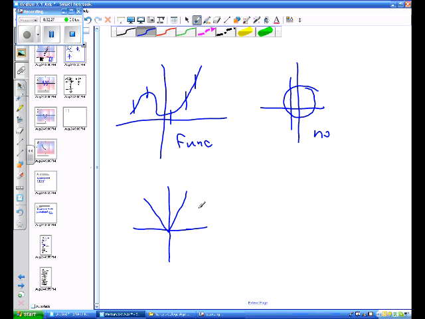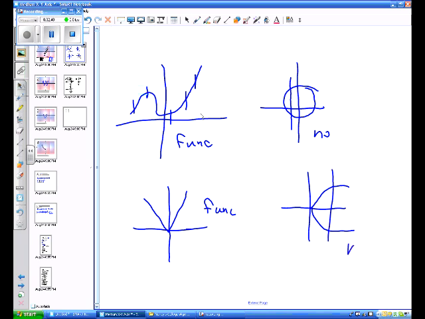If we drew our vertical lines, this would be an example of a function. If we had as our graph something like this, that would not be a function, because when we draw our line, it's going to cross in more than one place. So you need to be able to look at a graph and know if it's a function.